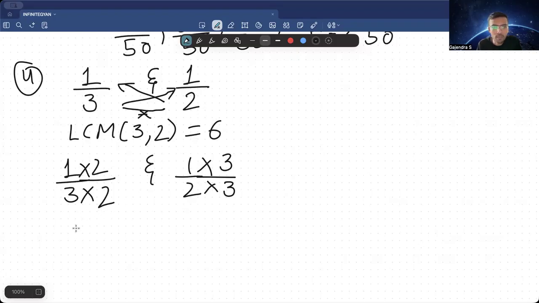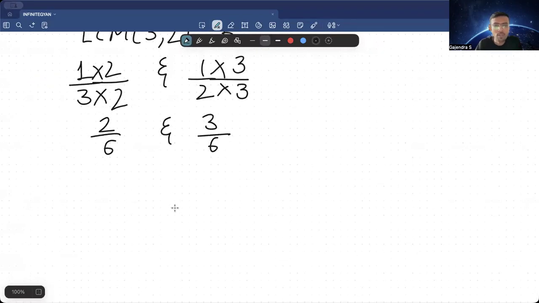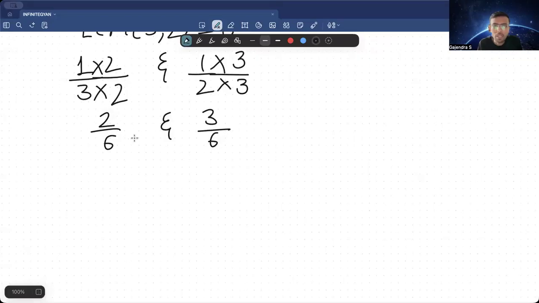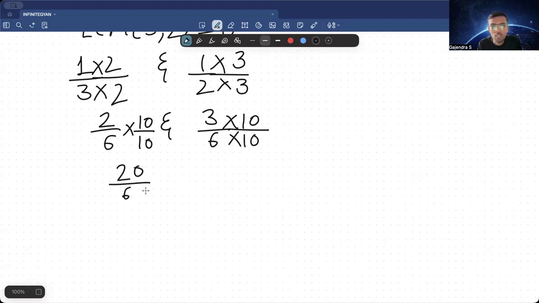So again here you will have 2/6 and 3/6, but still we don't have 10 such 5 such numbers. So what we'll be doing is, let us multiply and divide by 10 now. So I multiply by 10 and divide by 10 over here, and again here also multiply by 10 and divide by 10. So you'll get 20/60 over here and 30/60 over here. So tada, that's how you solve it, right?